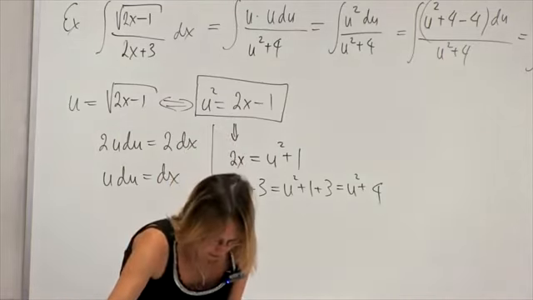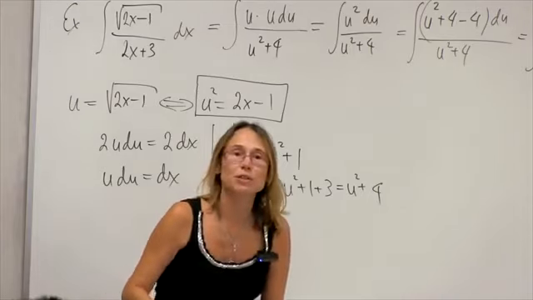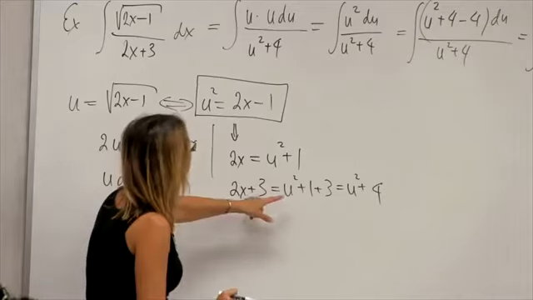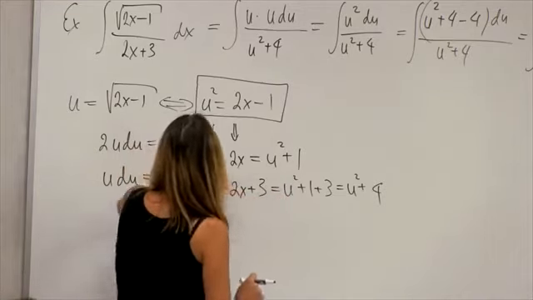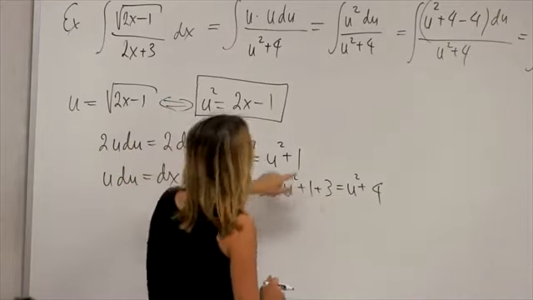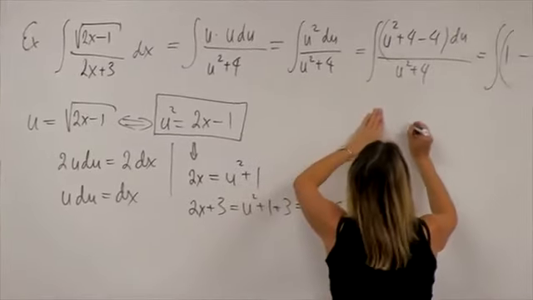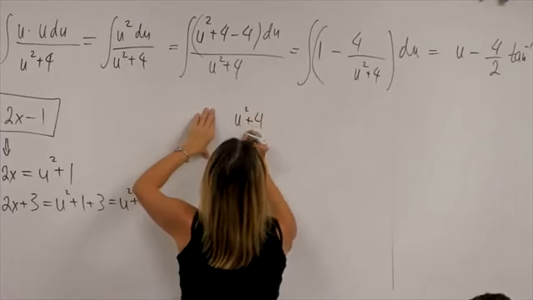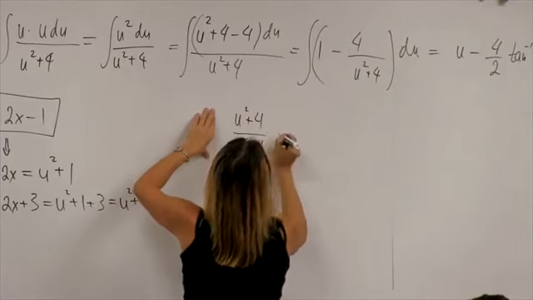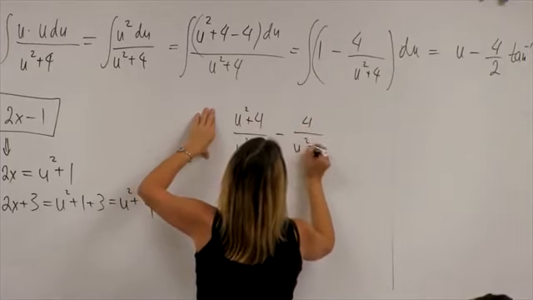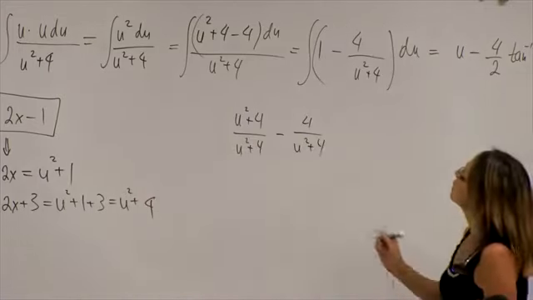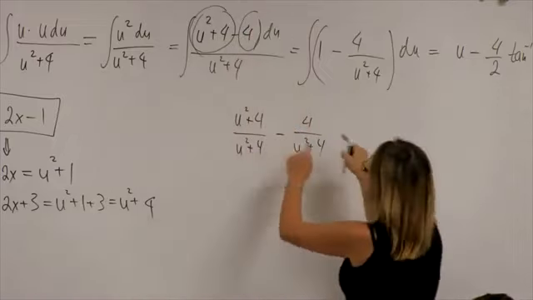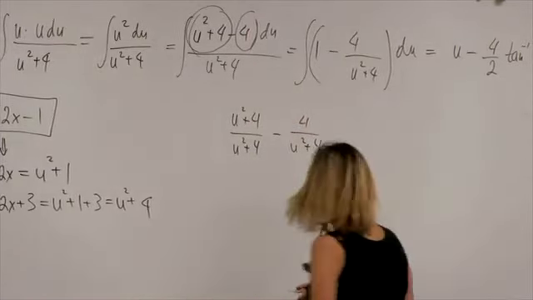Okay. So, question? After you added 4 and subtracted 4, how did you get to the next integral? From here to here? Yes. So I have u squared plus 4, u squared plus 4 minus 4, like this. So I group them into this minus this.